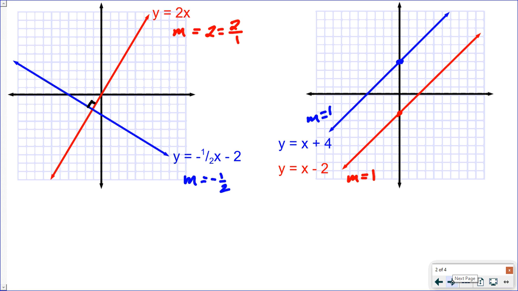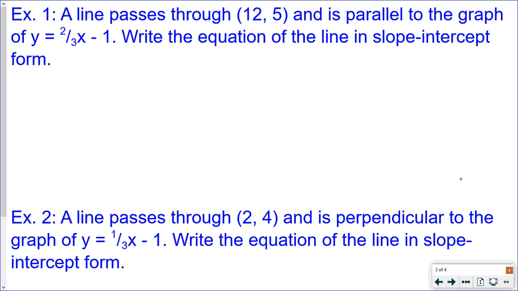Okay, so how can we use that? Let's see. So you have a line that passes through this point, and is parallel to the graph of this equation, of this line. It's parallel. That means it's got the same slope as this. Write the equation of the line in slope-intercept form. So they're wanting us to write the equation of a line that's parallel to this line and goes through this point (12, 5). So what's the information that we have?